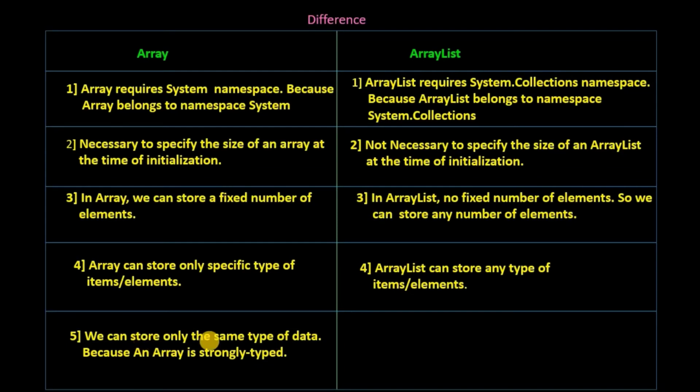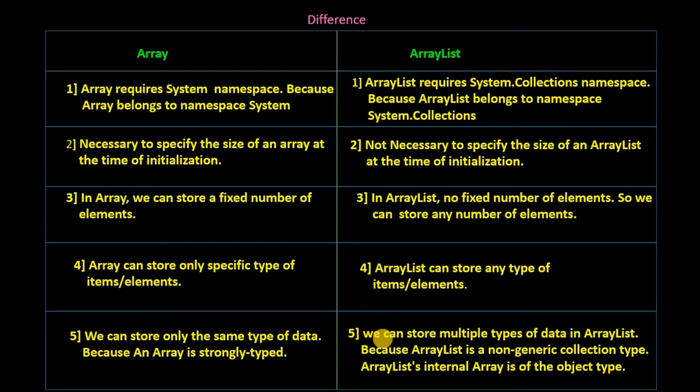We can store only the same type of data in an array because an array is strongly typed. We can store multiple types of data in an ArrayList because ArrayList is a non-generic collection type. ArrayList's internal array is of the object type.